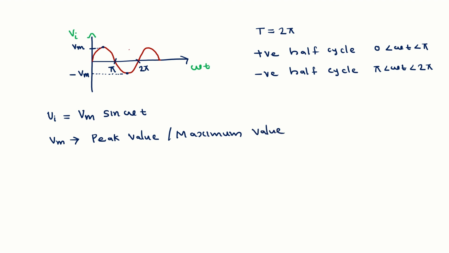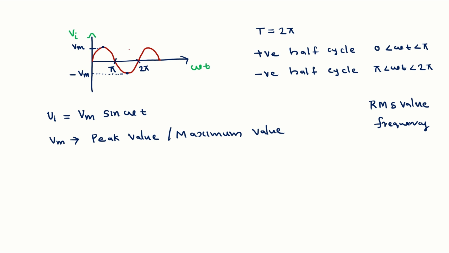Then what is the RMS value of this waveform? Any AC signal is characterized by two identities. One is the RMS value and the next one is frequency. These are the two identities of an AC signal.